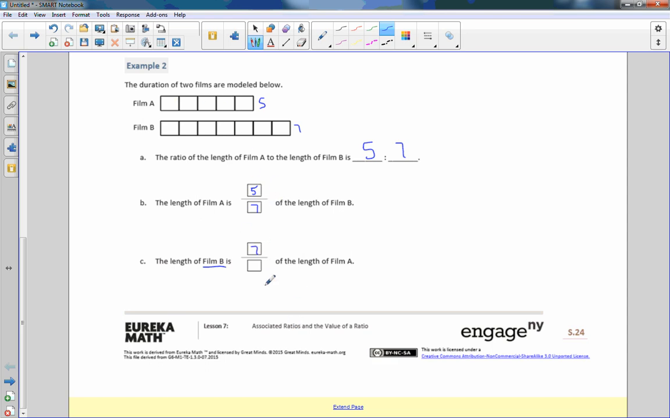And to film A, the length of film A is 5. So it's just the reciprocal, 7 to 5. Okay, moving on.